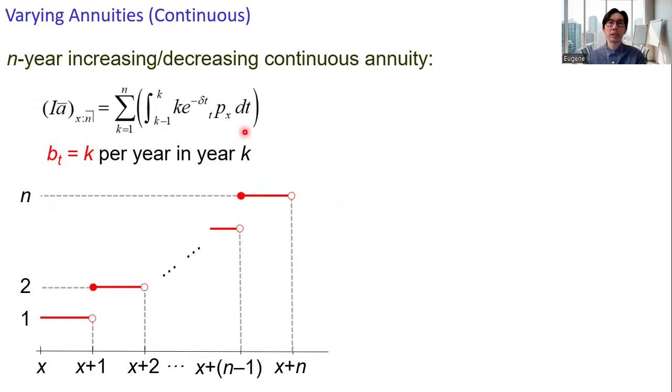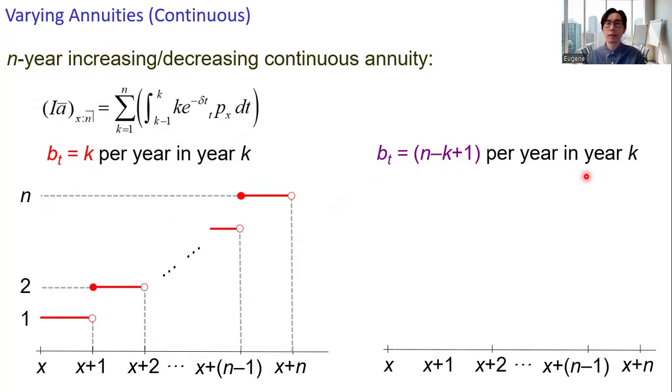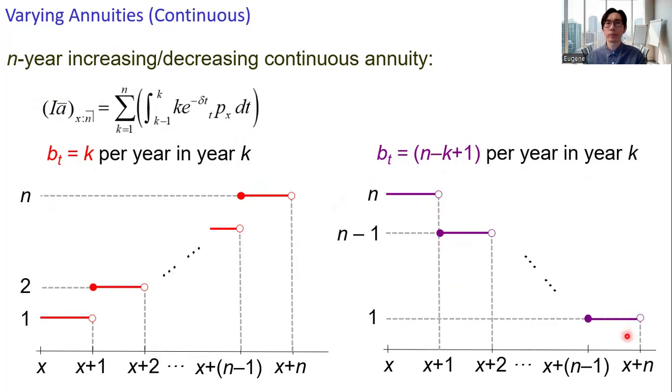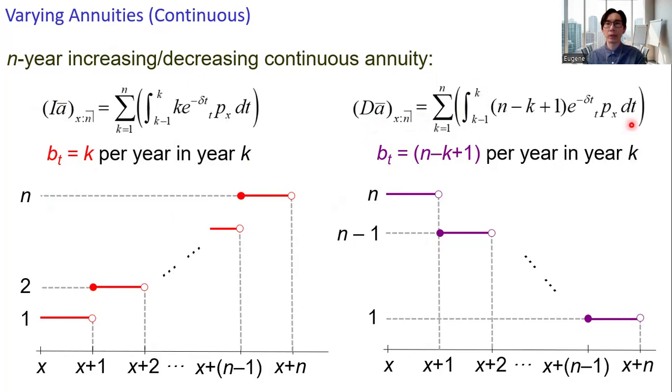And then for the annually decreasing continuous annuity, the payment rate is n minus k plus 1 in year k. That is, in the first year, the rate is n. And then in the second year, it decreases the payment by $1, that is n minus 1. Until the nth year, the payment is 1. The notation, DA bar, x colon angle n, and then the corresponding expression to get the actuarial present value.